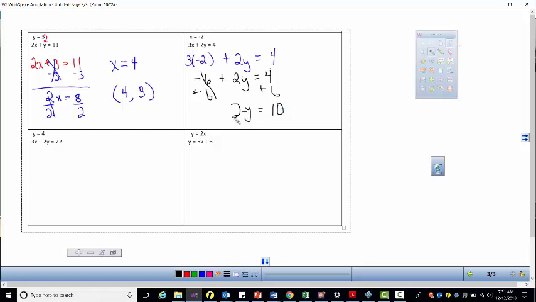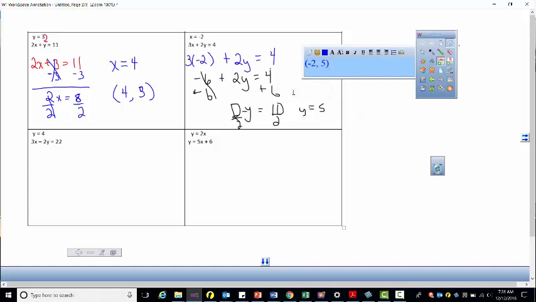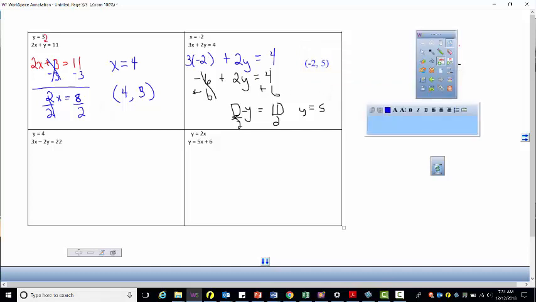And then you have to divide by 2. So if I cancel that, I get y equals 5. So then my solution would be, my x was negative 2, so I'd get negative 2 and 5. So that would be my solution. Okay, so let's try this one down here.